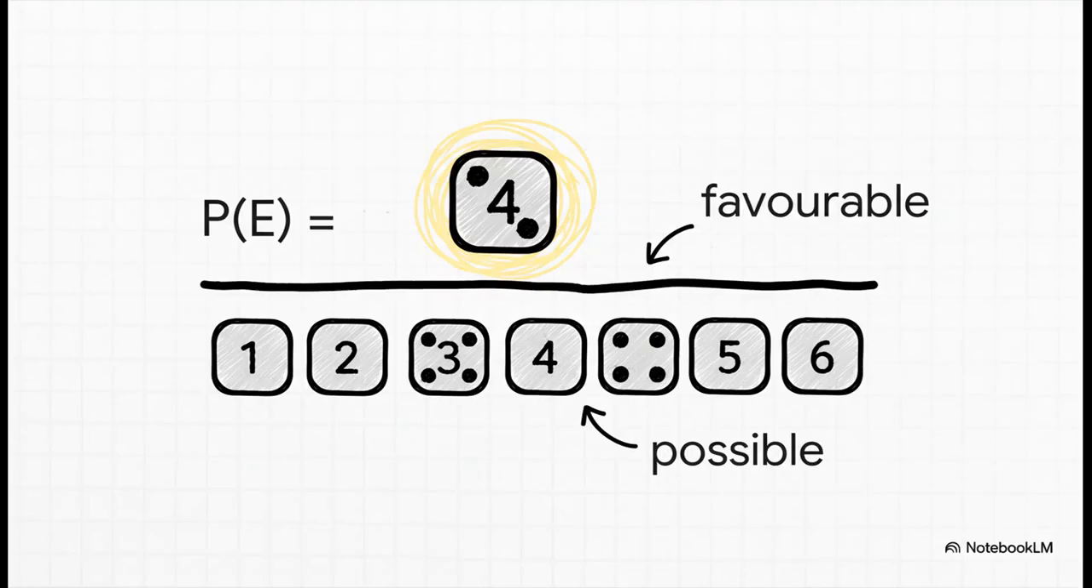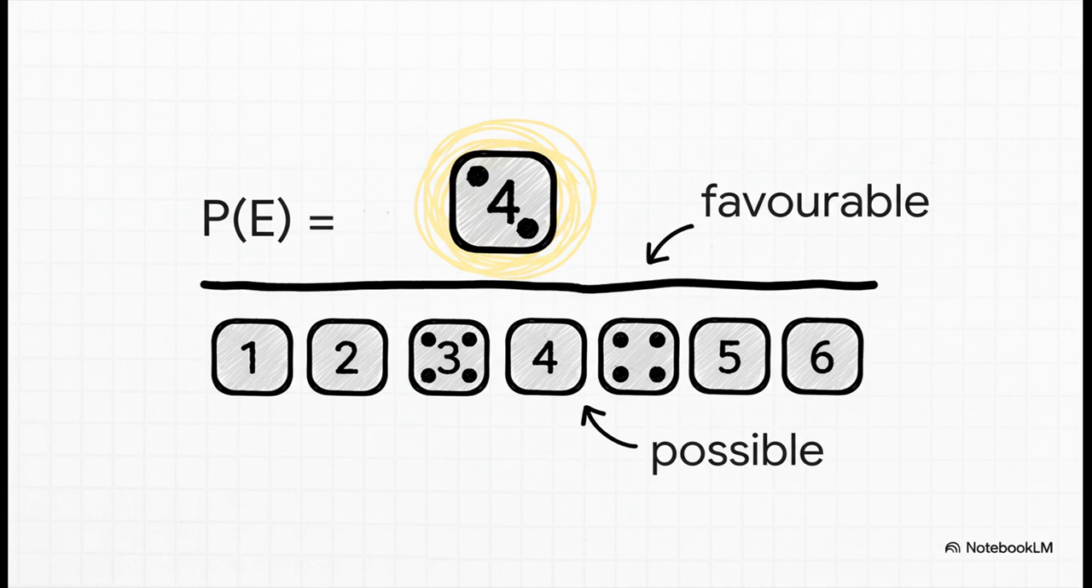And here it is, the king of all formulas in probability. This is the one you will use 90% of the time. The probability of any event, let's call it E, is just the number of outcomes you want, we call those favorable outcomes, divided by the total number of outcomes that are possible.